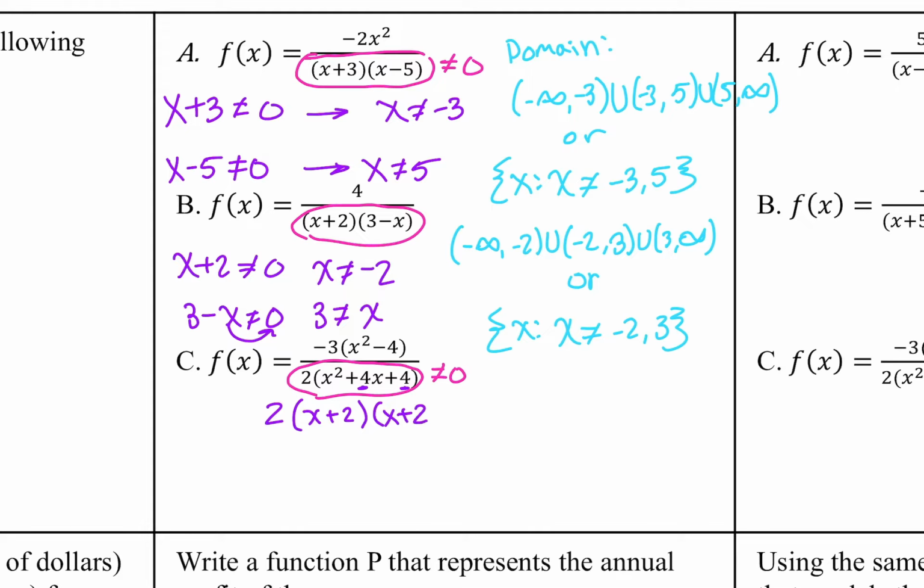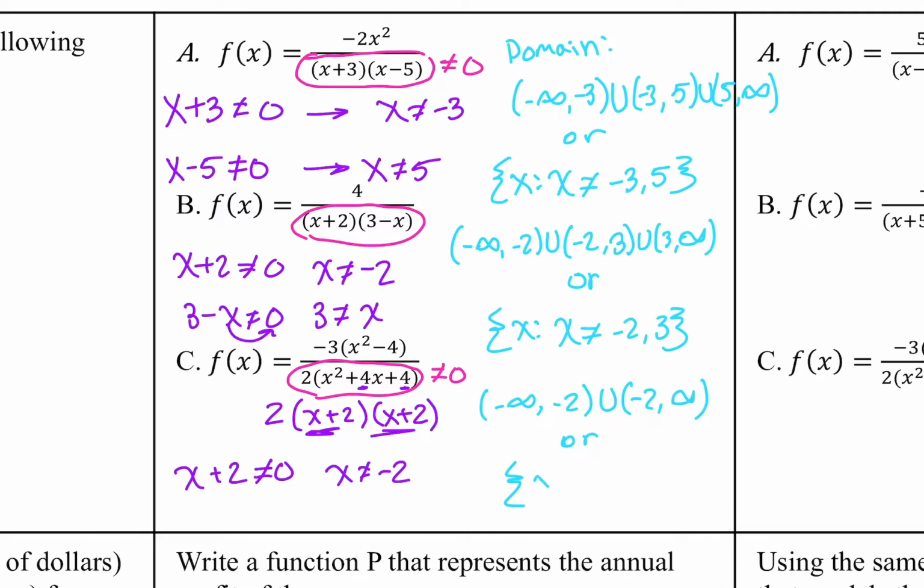So we got x plus 2, which really what that means then is the only thing we care about in the denominator is that x plus 2 cannot equal 0. So that means x cannot equal negative 2. We don't have to do it for the other 2 because they're repeating each other. So no reason to do it again. So what I end up with is negative infinity to negative 2, union negative 2 to infinity, or x such that x cannot equal negative 2.